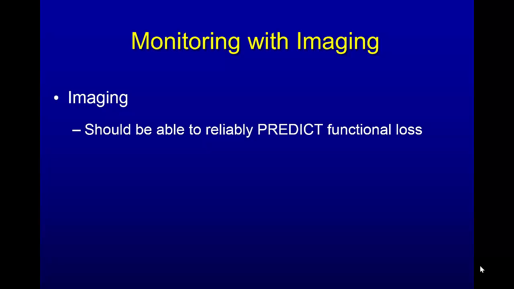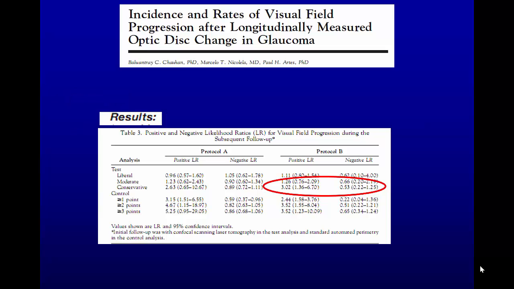Now, monitoring with imaging. Imaging, if it's to be useful, should be able to predict functional loss. Otherwise, what's the point? It gives you some values, unless there is a prediction that this patient will have functional loss -% of the time over the next 5 years. If it's going to affect the quality of life, we take action. If it's not going to affect the quality of life, then we leave it alone.